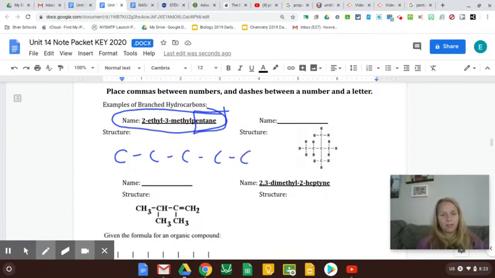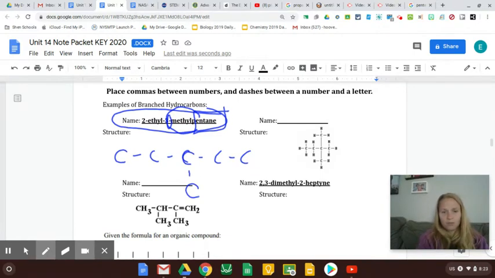Okay, pentane. Pent means 5, ane means all single bonds. There is a methyl group. Where is it though? Oh, it's off the third carbon. So 1, 2, 3. Okay, here's my third carbon. And a methyl group means 1 C. So I put 1 C off the third carbon.